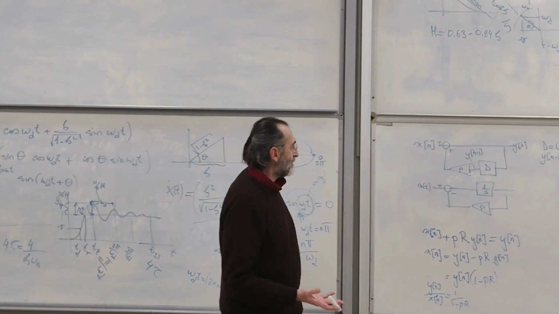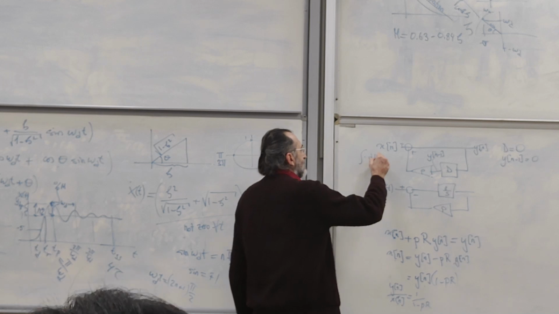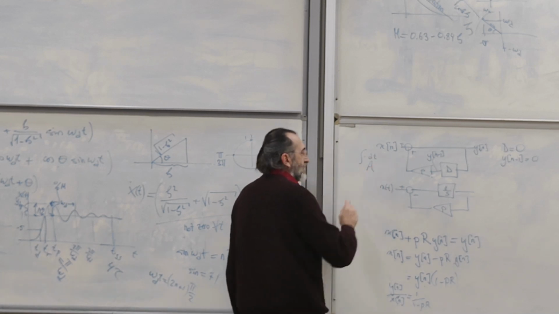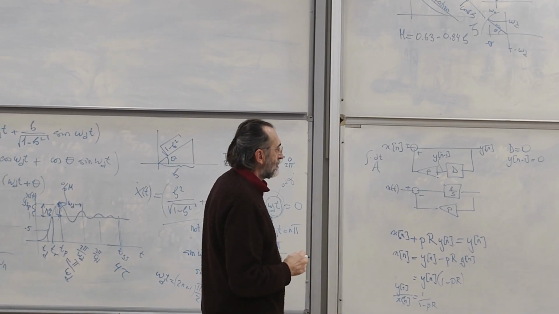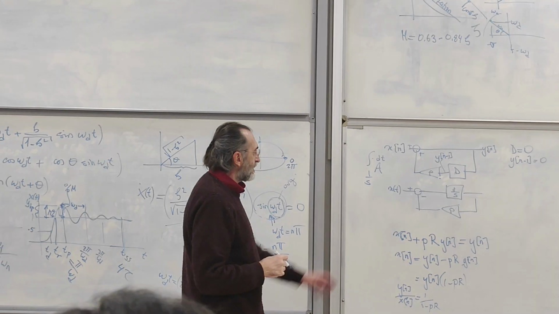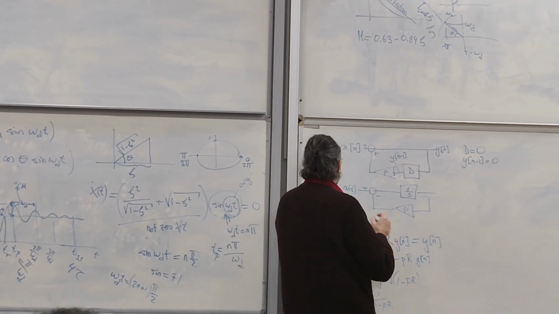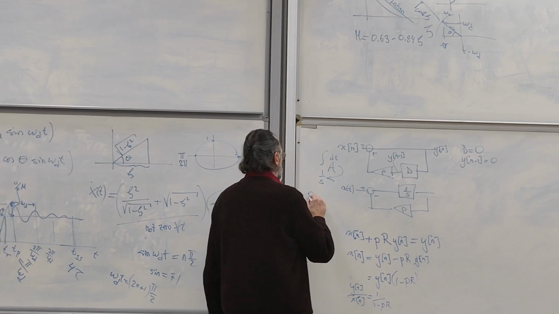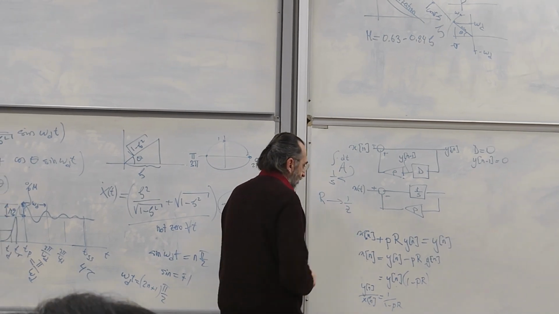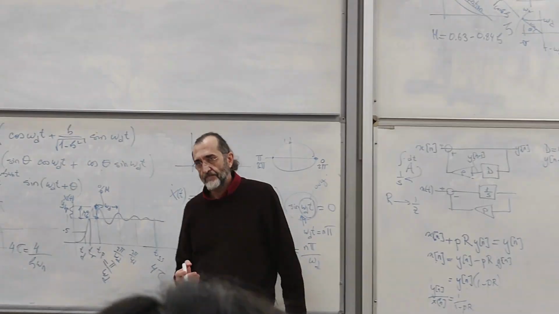And the next step, just like I introduced the integral as an accumulated operator, in the complex domain I replace R with 1 over Z, which gives me the Z transform.